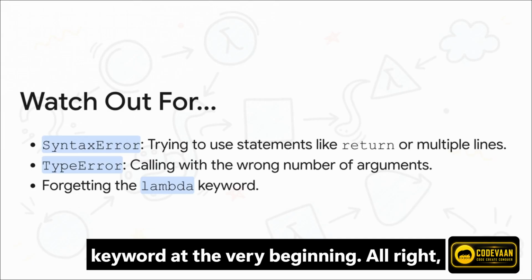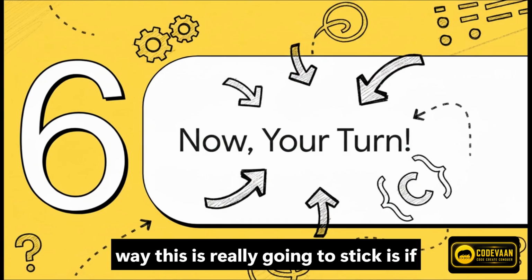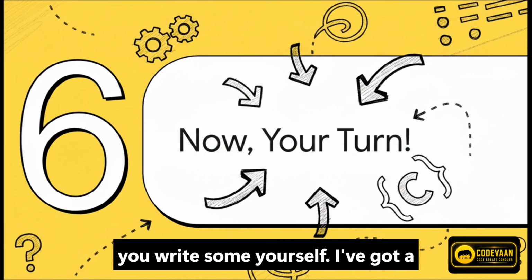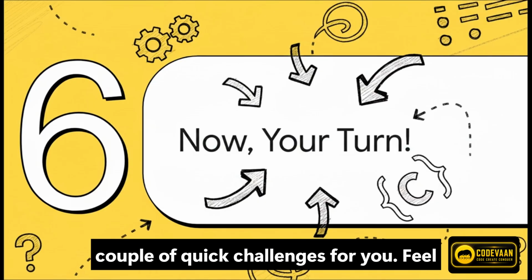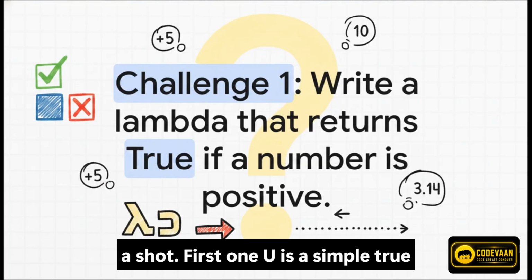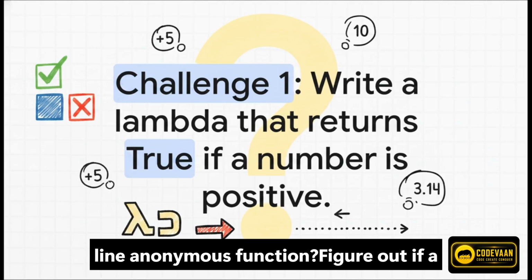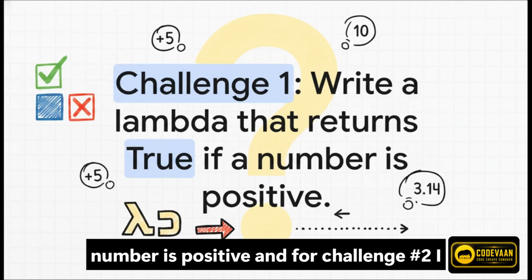All right, we've covered the theory, but the only way this is really going to stick is if you write some yourself. I've got a couple of quick challenges for you. Feel free to pause after each one and give it a shot. First one up is a simple true-false check. How would you write a one-line anonymous function to figure out if a number is positive?